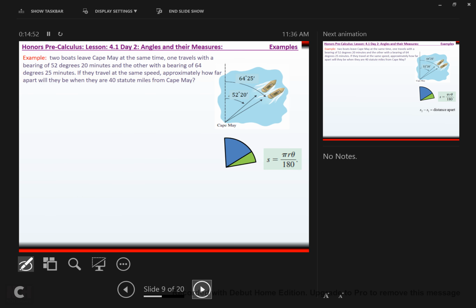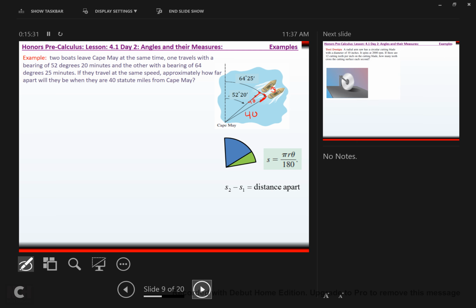Alright, next we have two boats that leave Cape May at the same time. One is traveling with a bearing of 52 degrees 20 minutes and the other with a bearing of 64 degrees 25 minutes. If they travel at the same speed, approximately how far apart will they be when they are 40 statute miles from Cape May? What that means, guys, is that even though they're going at different angles, their radiuses are both 40. They've both gone 40 miles out. And what they want to know is the distance apart between these two. Well, again, we're looking at the difference in their arc lengths.